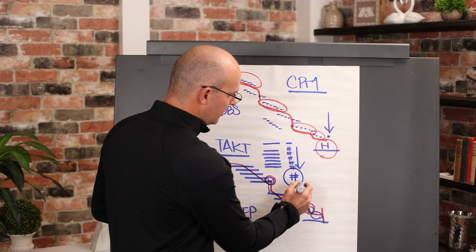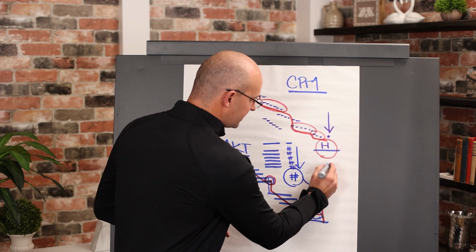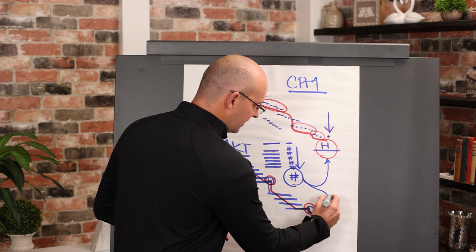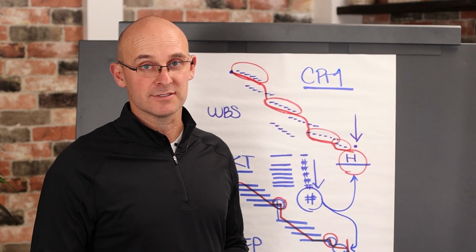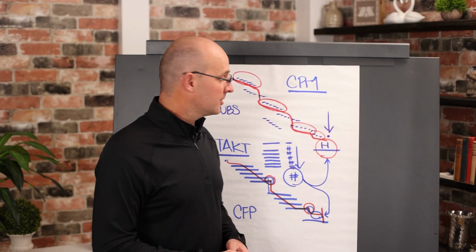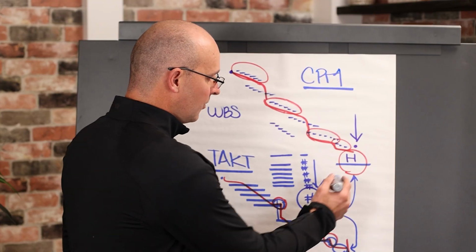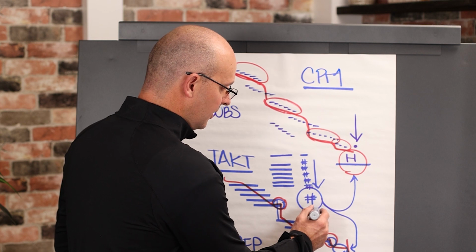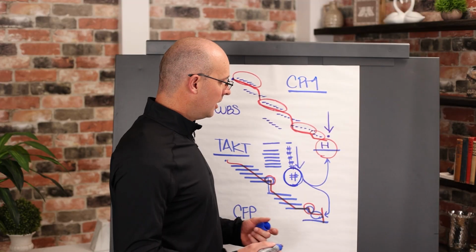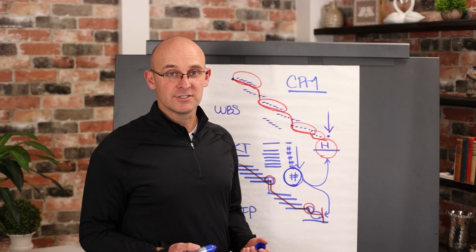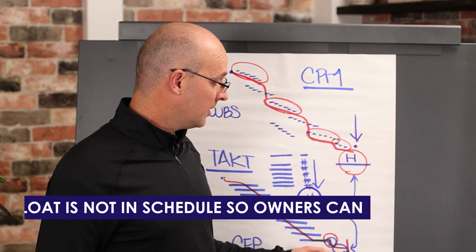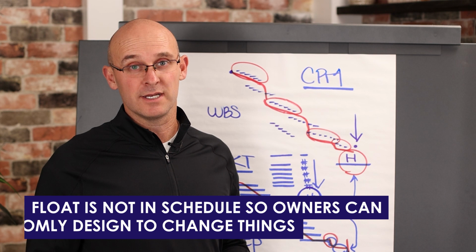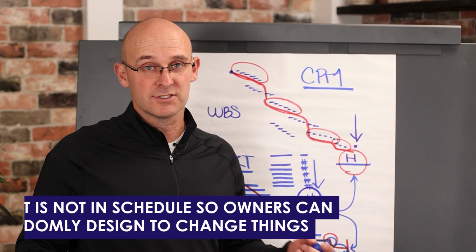And that is the number of days that you'll want to attempt to target to have as float or as part of your buffers. So it's based off of a risk analysis. And the reason it's so important to know who owns it is because you want this float or these buffers to absorb these risks, not just willy-nilly excuses of my design's not done or I want to change something. Float is not in the schedule so owners can randomly change things. That's just not how it is.